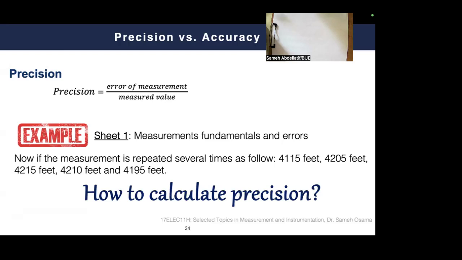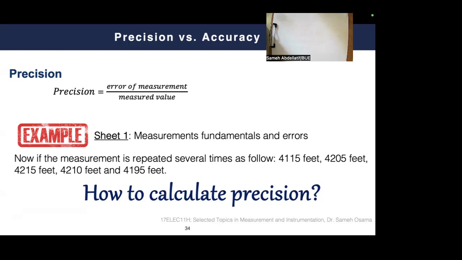If we did an experiment where I measured this distance 5 times, and the first time it gives me 4,150, the second time 4,205, the third time 4,215, the fourth time 4,210, and finally 4,195. As you can see, each time I got a different value for the distance.